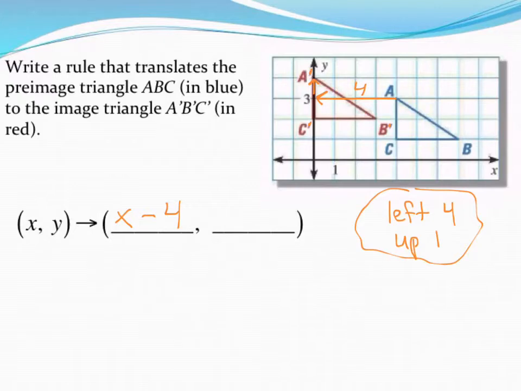The up part of this is going to be your y direction. And since I'm moving up and not down, I want to make sure I'm adding, so that should be the rule that I want to use to end up at the image shown, x minus 4 and y plus 1.